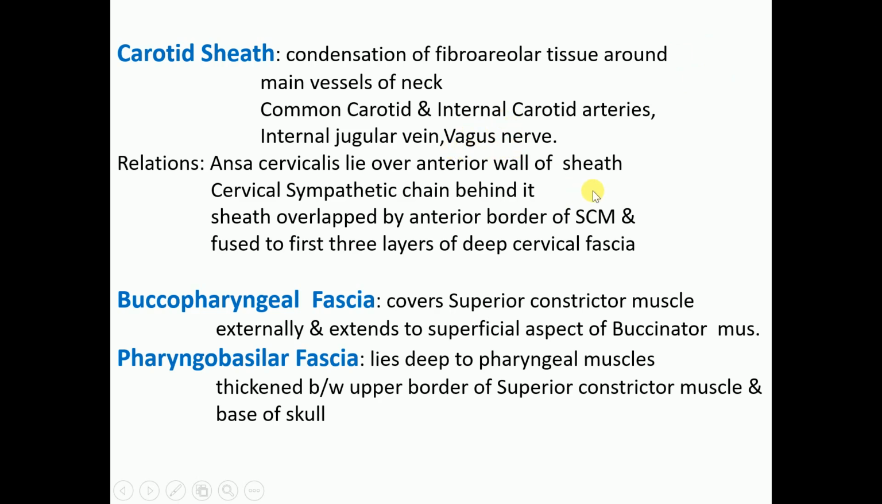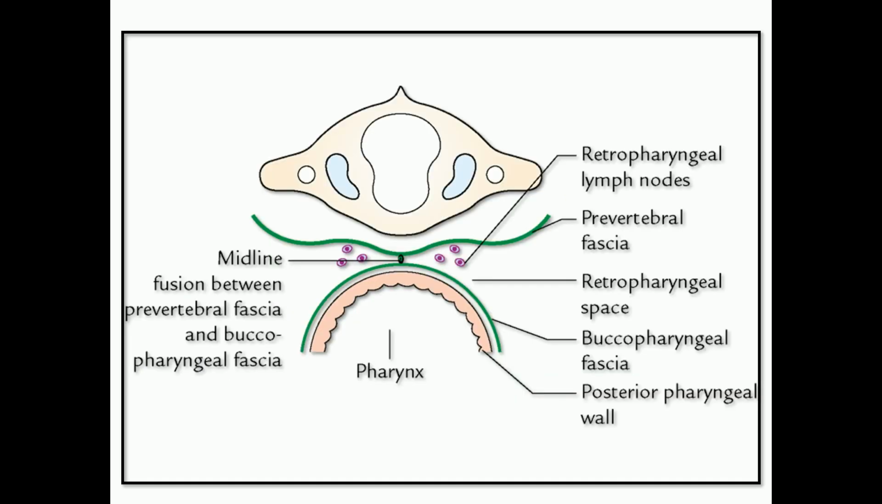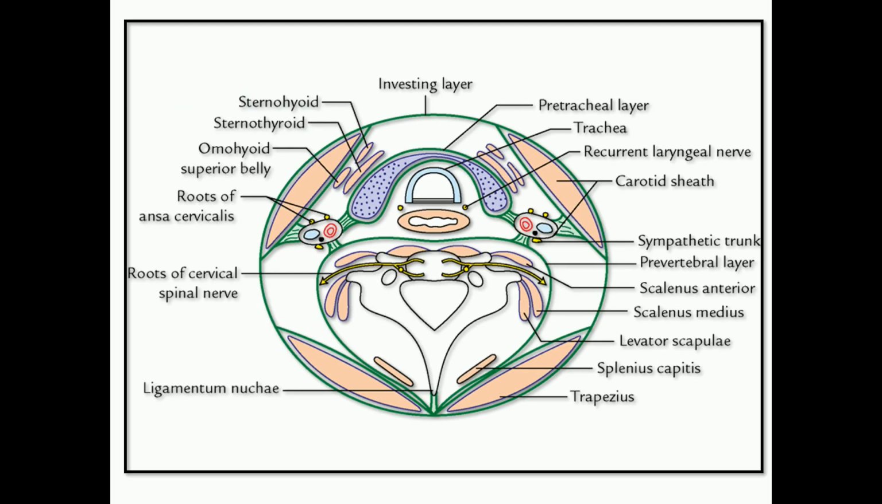Now the carotid sheath is a wedge shape between the three layers of the deep cervical fascia. This one is the pretracheal layer, the prevertebral layer, and this is the investing layer. So between these three layers of the deep cervical fascia, the carotid sheath is wedged and attached to all three layers by loose areolar tissue.